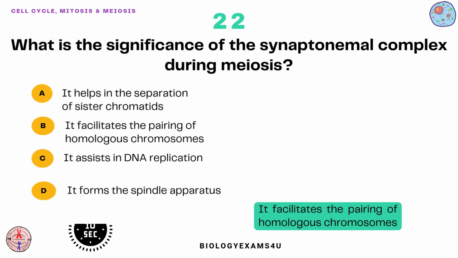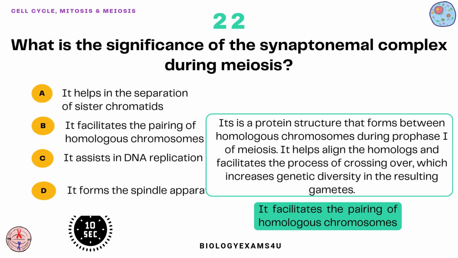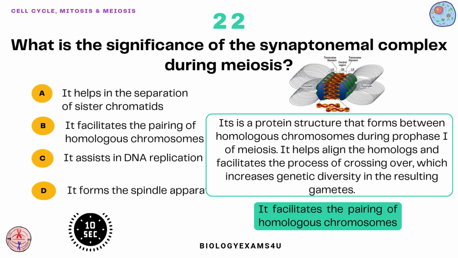The correct answer is it facilitates the pairing of homologous chromosomes. It's a protein structure that forms between homologous chromosomes during prophase 1 of meiosis. It helps align the homologs and facilitates the process of crossing over, which increases genetic diversity in the resulting gametes.